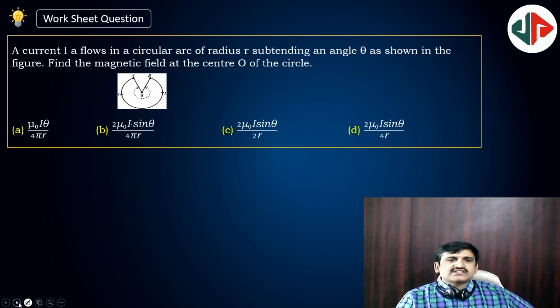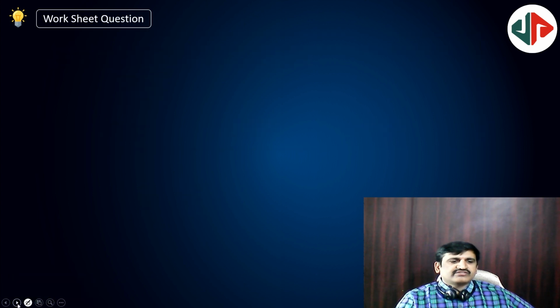Current I flows in a circular arc of radius r, making an angle theta, as in the figure. Find the magnetic field at the center O. It will be theta by 2 pi into mu naught I by 2r. This is the full circle, and the current is flowing in the same direction. So theta by 2 pi, and the first option is mu naught I by 4 pi r. Next.